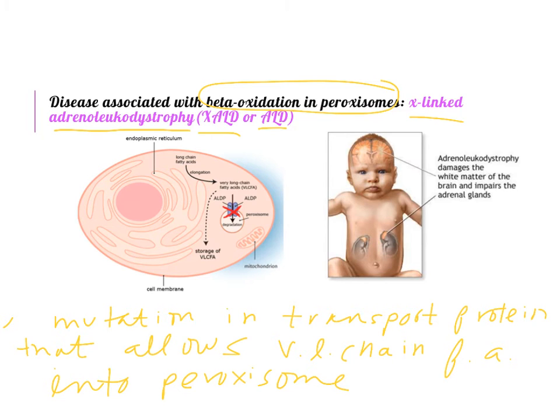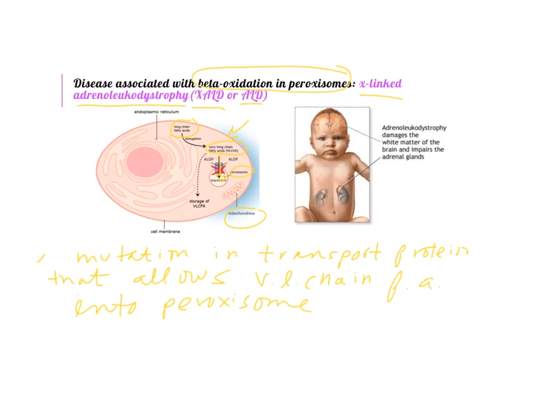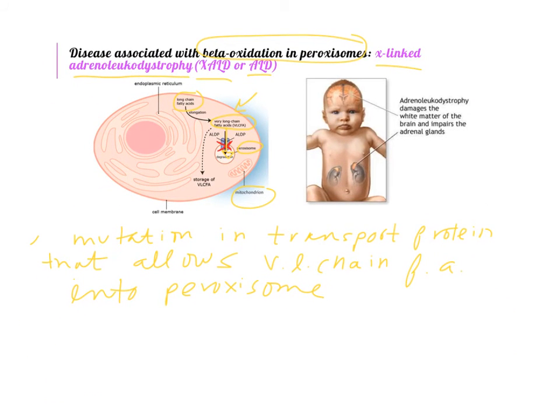So what you're seeing in this diagram is there's a cell that's in pink. Here's your mitochondria here. Here's a peroxisome here. A very long chain fatty acid enters into the cell, becomes a very long chain fatty acid-CoA, and then with this mutation is not allowed into the peroxisome. So what that means is that these long chain and very long chain fatty acids cannot be broken down. They can't be broken down in the peroxisome, and they can't be broken down in the mitochondria.